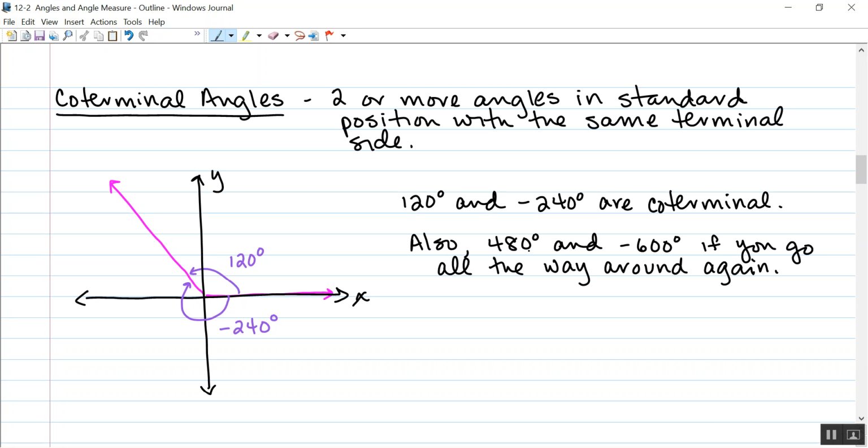Also, 480 degrees and negative 600 degrees are also coterminal if you go all the way around again. So if I were to do 360 plus 120, that would give me 480. Or if I were to do 360 plus a negative 240, that would give me a negative 600.